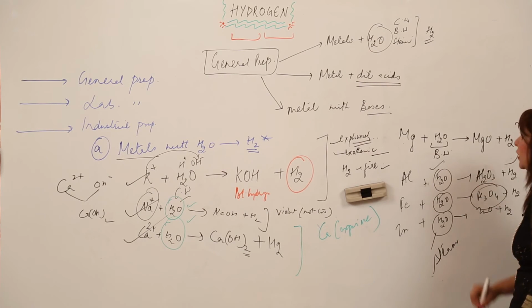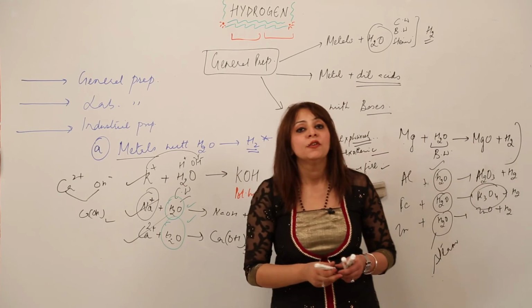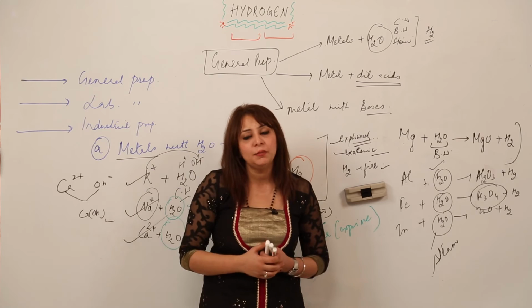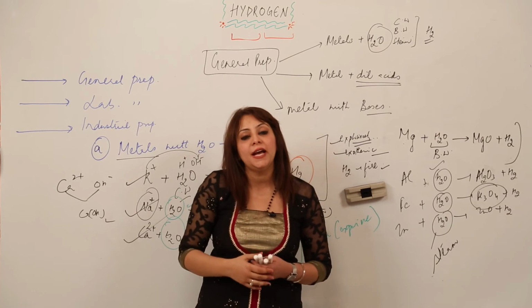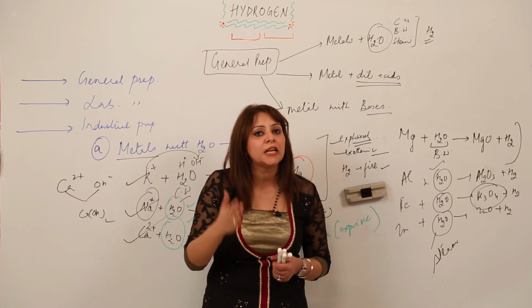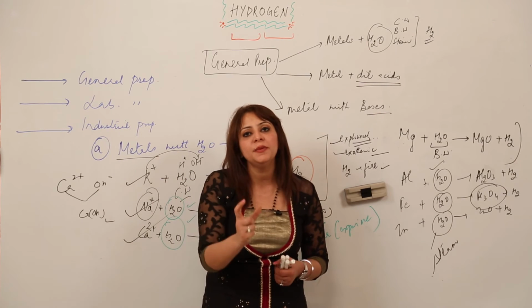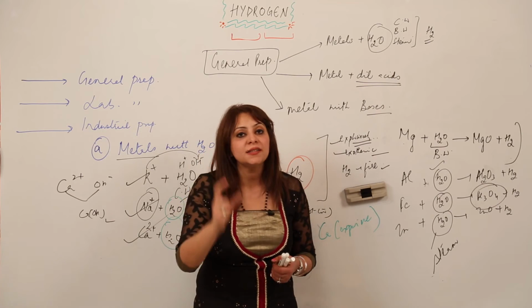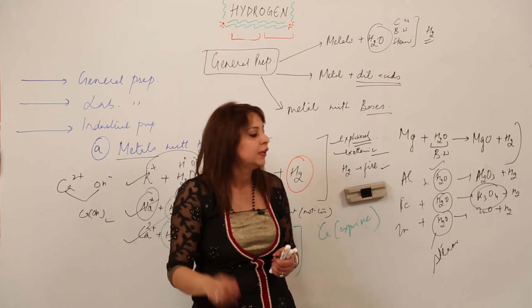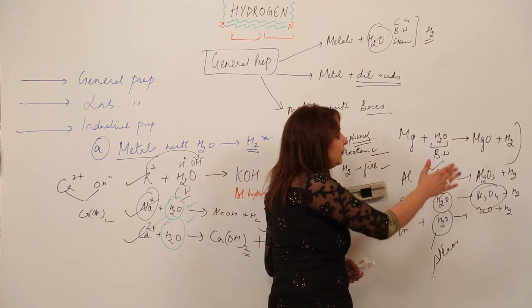You need to remember that instead of Fe2O3, we get Fe3O4. That means the oxide which is stable, the oxide which is formed when iron reacts with steam, is not Fe2O3, it is Fe3O4. This is the major mistake that you all make. So just keep in mind, it is not Fe2O3, it is Fe3O4, right? That means the ferric oxide.